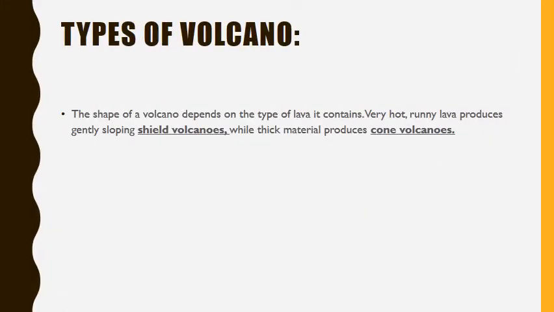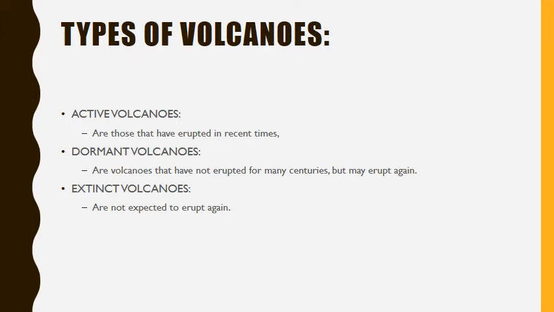Types of volcanoes. The shape of a volcano depends on the type of lava it contains. Very hot, runny lava produces gently sloping shield volcanoes, while thick material produces cone volcanoes. Types of volcanoes. Active volcanoes are those that have erupted in recent times. Dormant volcanoes are volcanoes that have not erupted for many centuries but may erupt again. Extinct volcanoes are not expected to erupt again.